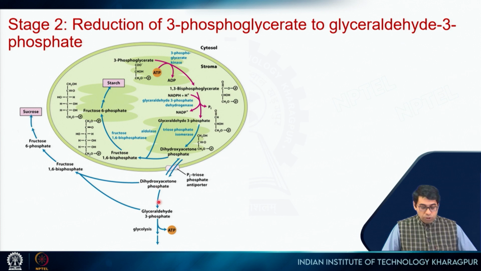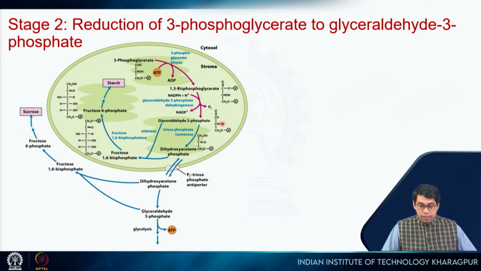On the other hand, these two molecules can again be combined to form fructose 1,6-biphosphate like this, which gets converted to fructose 6-phosphate like this, and then it is converted to sucrose, which will be transported to other non-photosynthetic parts of the plants, and there it will be kept as or used as an energy source, right. So, all of these things can happen.